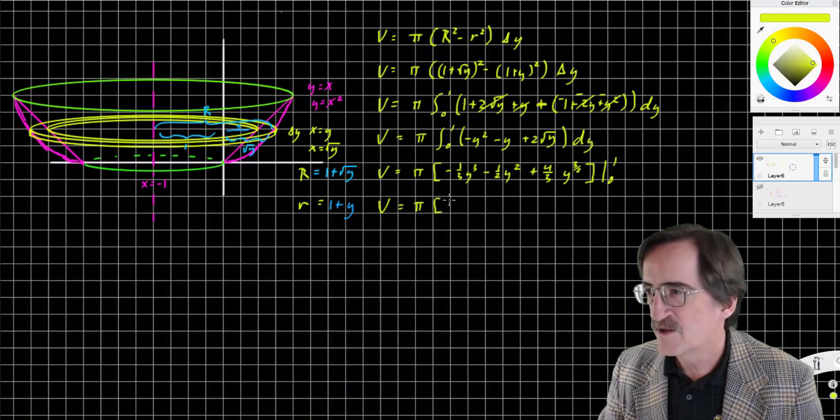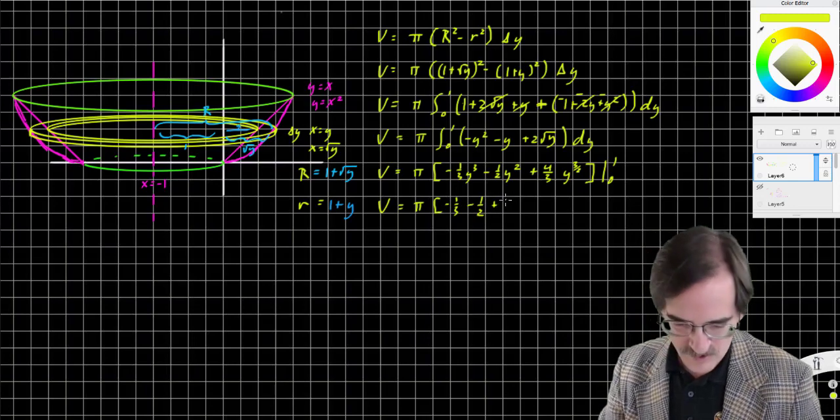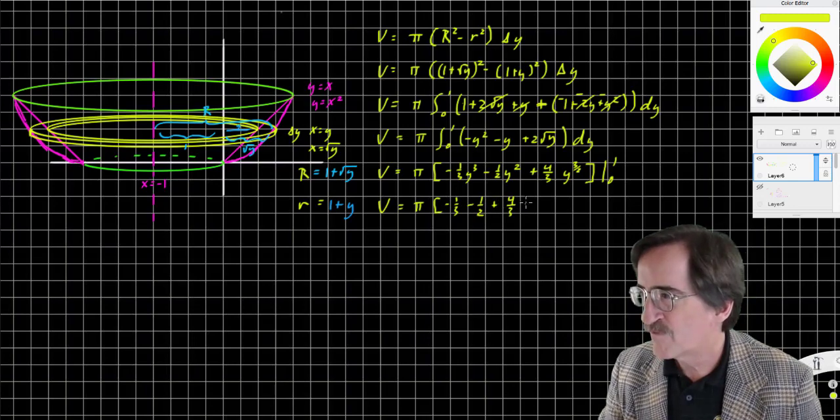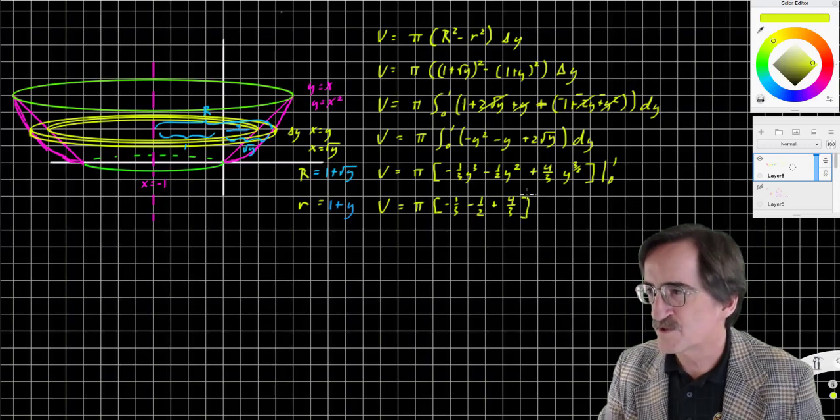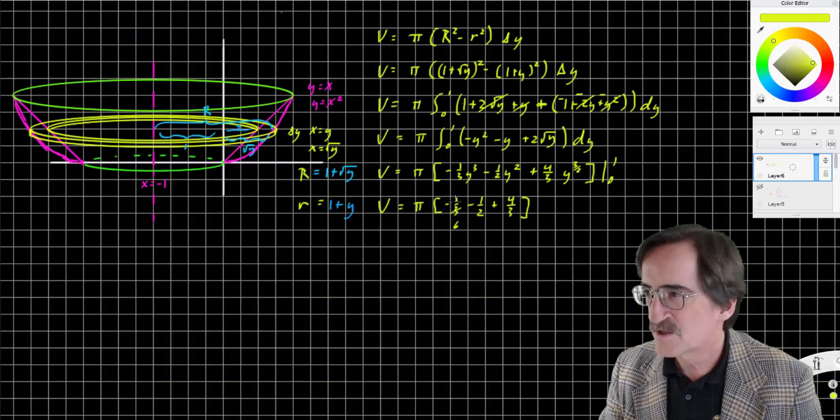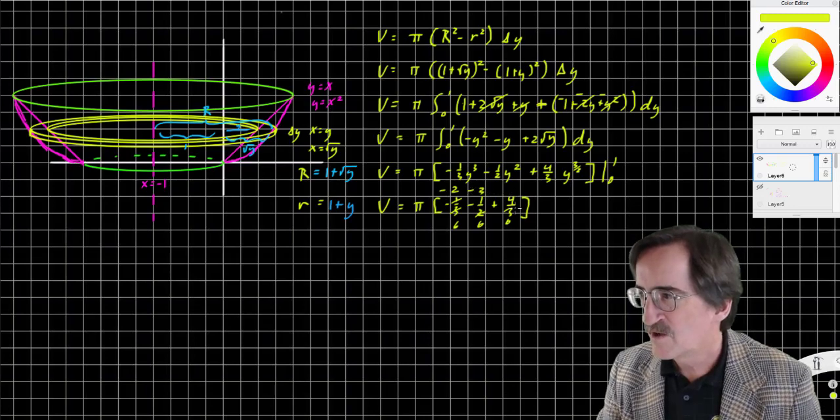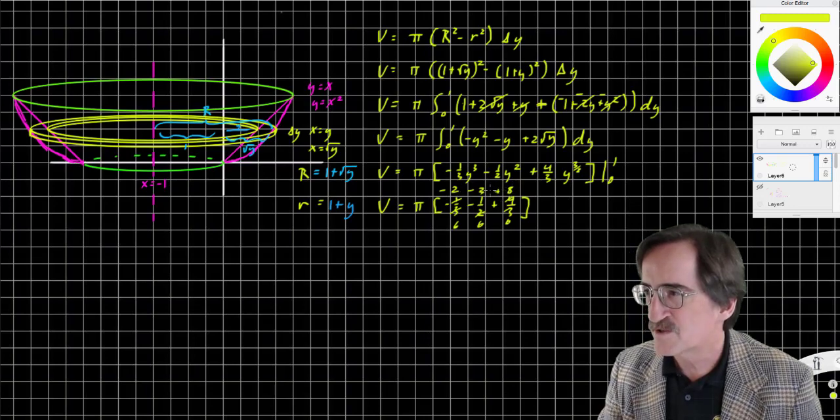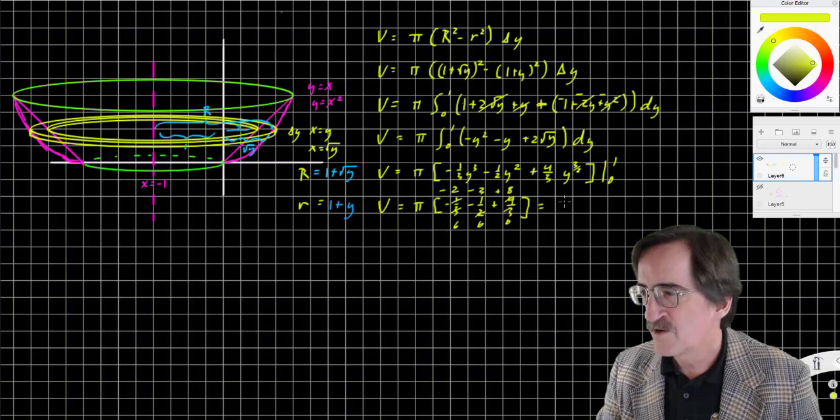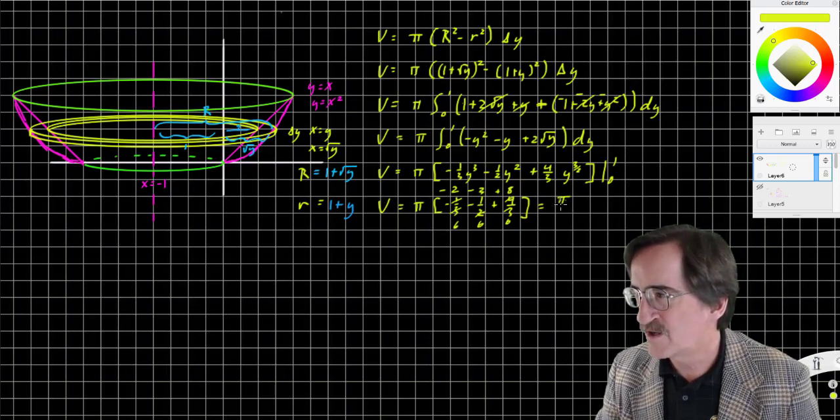Pi times negative 1/3 minus 1/2 plus 4/3. And inserting 0 just gives 0. So I'll get a common denominator, 6. This is negative 2 over 6, negative 3 over 6, and 4 times 2 is 8 over 6. 8 minus 2 is 6, minus 3 is 3. 3 over 6 is 1/2, so pi divided by 2 units cubed.